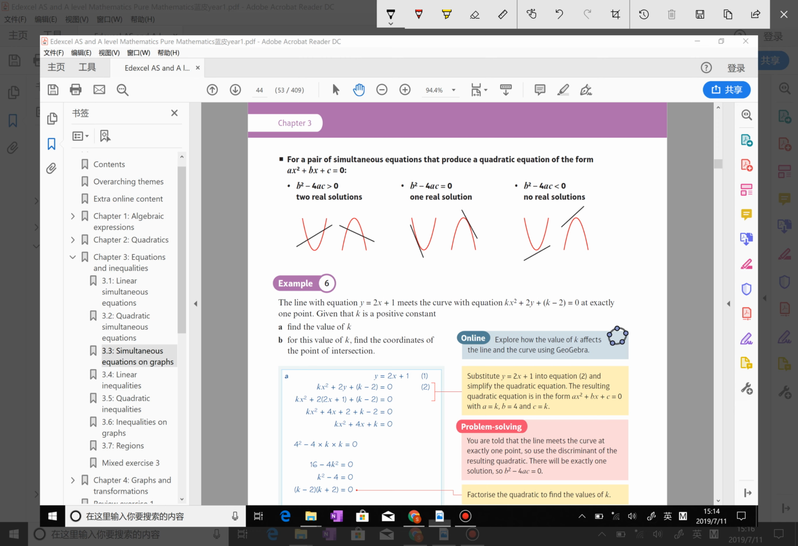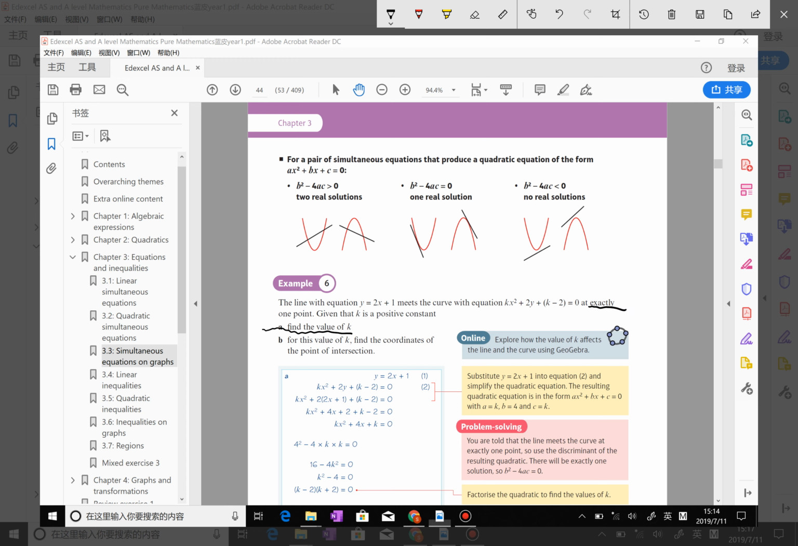So let's look at example 6 together. It says the line with equation y equals 2x plus 1 meets the curve with equation kx squared plus 2y plus k minus 2 equals 0 at exactly one point, given that k is a positive constant. You need to find the value of k. How could we find it?